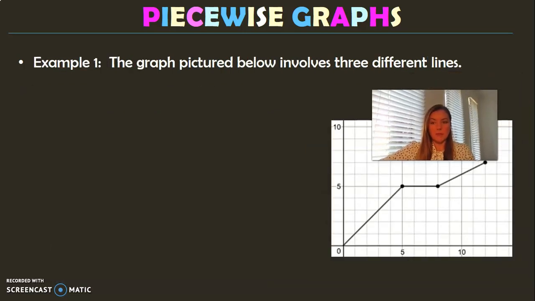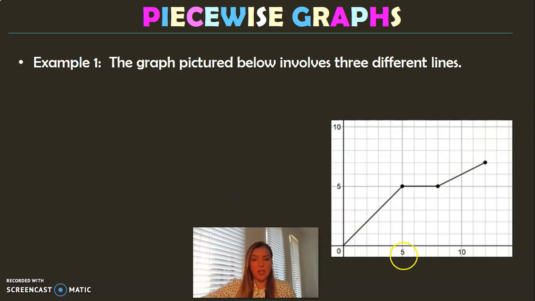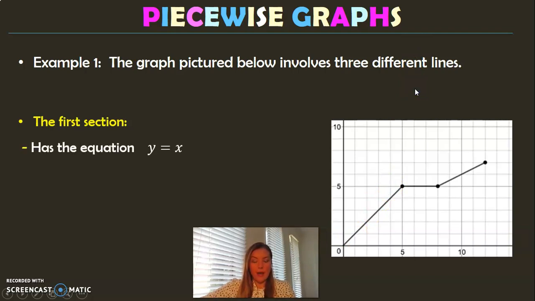So example 1, the graph pictured below involves three different lines. This is the one from earlier where we had this section, a second section, and a third section. Looking at this here, the first section starts at y is 0, so my y-intercept is 0, and it's going up by 1 and across by 1, so it has a gradient of 1. Okay, so that first section there has the equation y equals x.